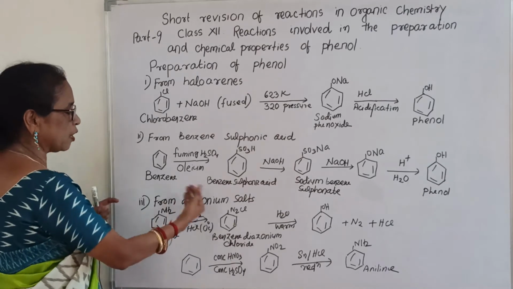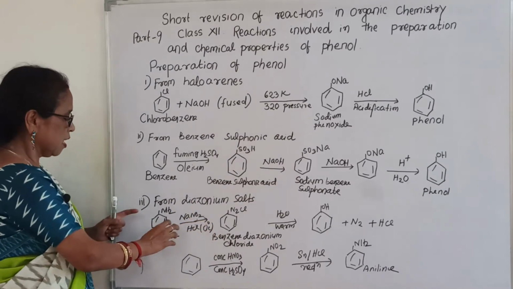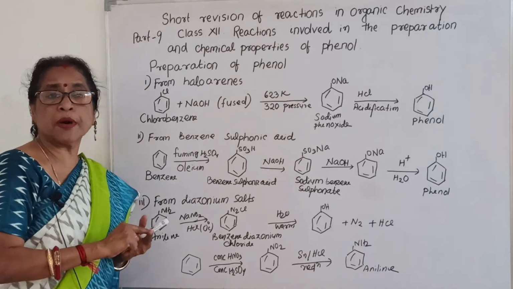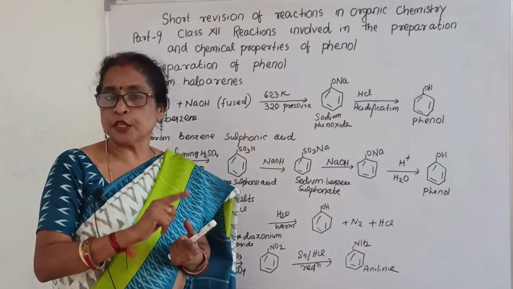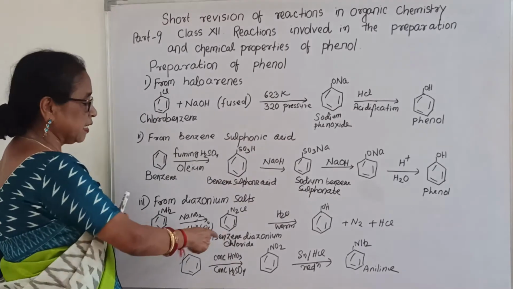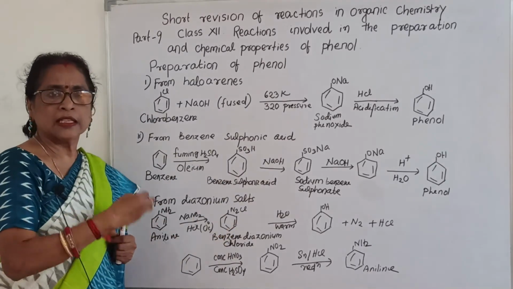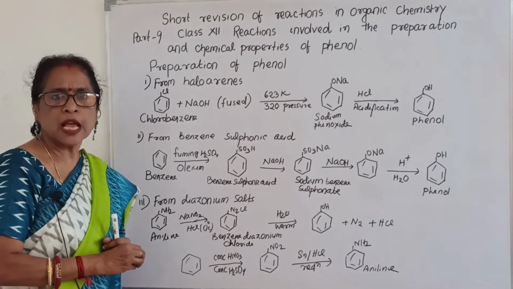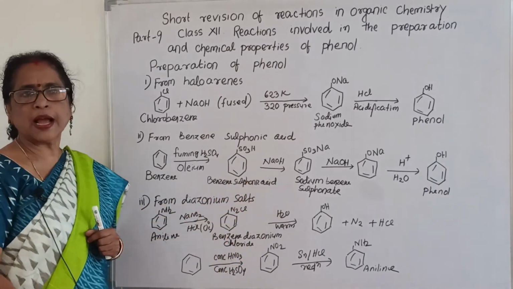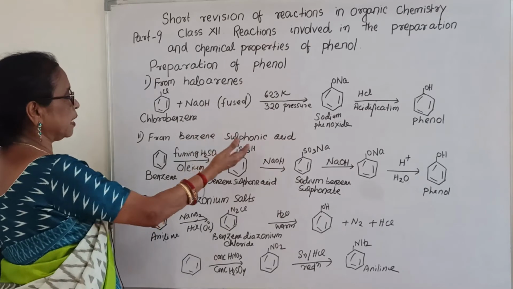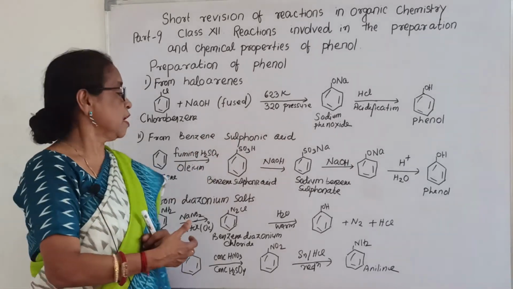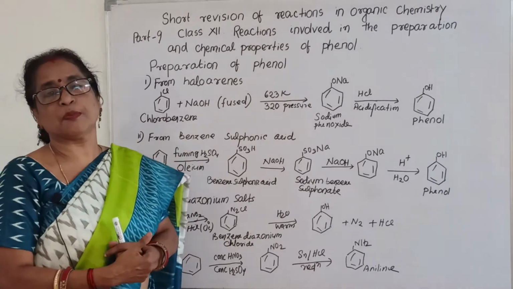From aniline, how can you get benzene diazonium chloride? By treating with sodium nitrite and hydrochloric acid. But remember, the temperature should be 0 degrees centigrade. After that it gives benzene diazonium chloride. Simply take water and warm it, and immediately phenol is produced. And what is the byproduct? N2 and HCl.